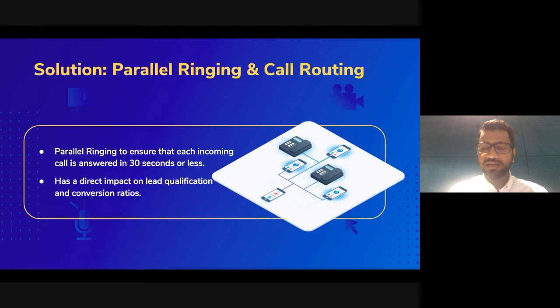And this had a direct impact on lead qualification and conversion ratios, because the customer has dropped an inquiry, the customer is on the digital platform looking at the project, and immediately the customer is getting the call. So the conversations were more targeted, more engaging, rather than someone calling after 1 hour or 2 hours and then the customer saying that I am busy doing something else, call me later.